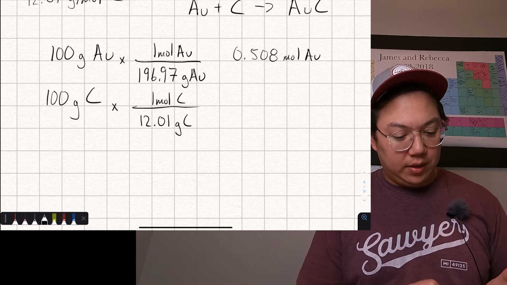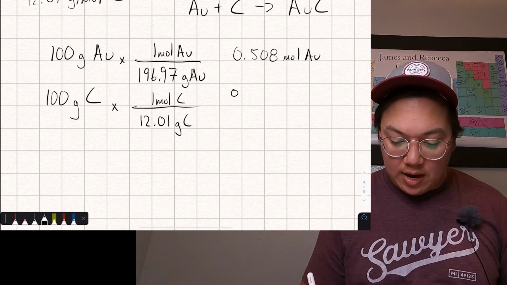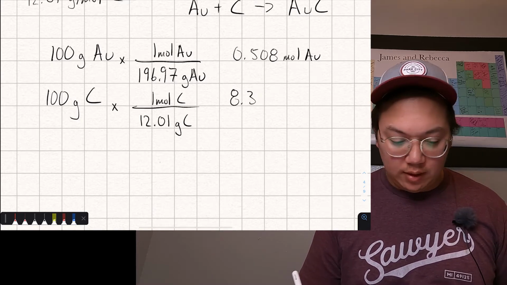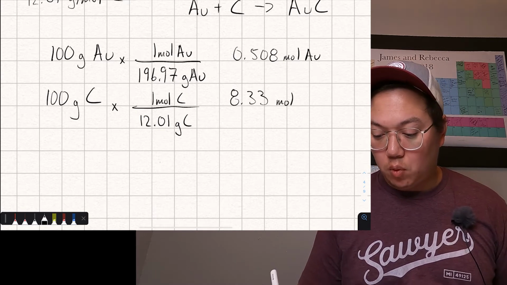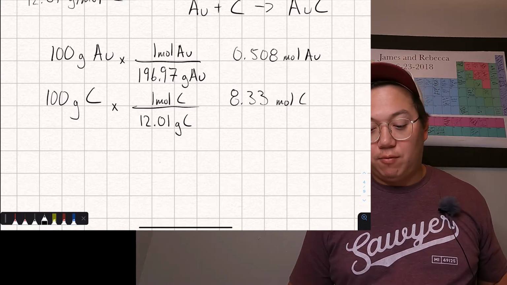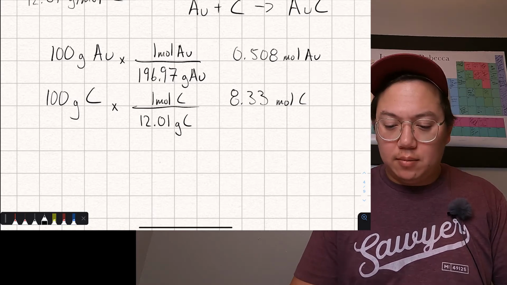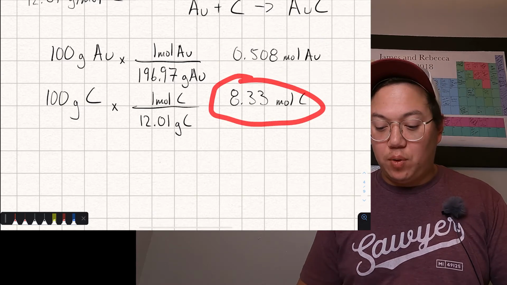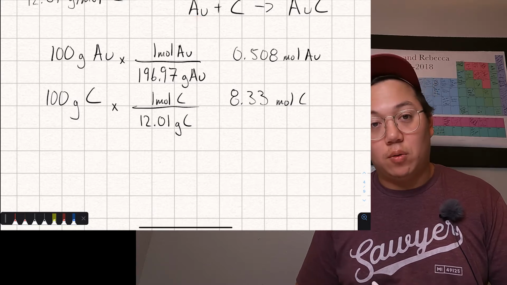And then if we do 100 divided by 12.01, this is 8.32, again with correct sig figs, 8.33 moles of carbon. So we actually have far, far more carbon atoms than we do gold atoms, right? We have half a mole of gold, we have 8.3 moles of carbon. So our limiting reagent here would be gold.